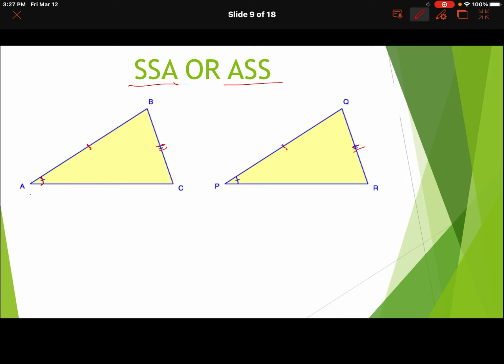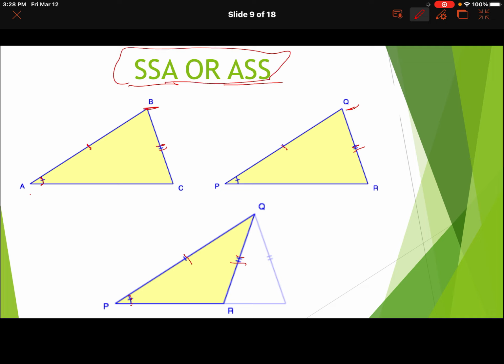But the problem is, this angle right here, angle Q and angle B, it's not locked in. This side QR could slide over this way. And look, now they're not the same triangle, but I still have angle side side. So these two triangles, and that's why when I have this, I've got to be careful because I might have two triangles instead of just one.